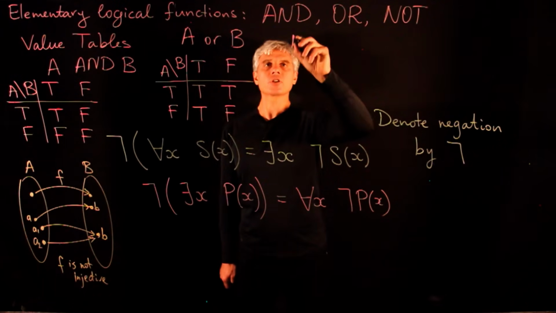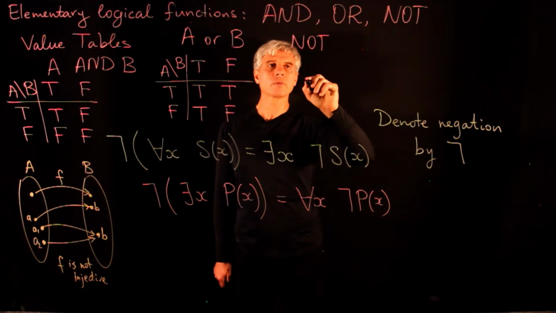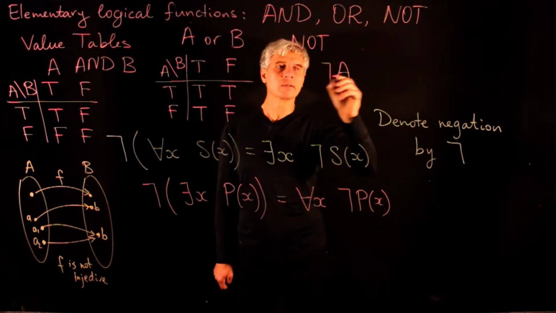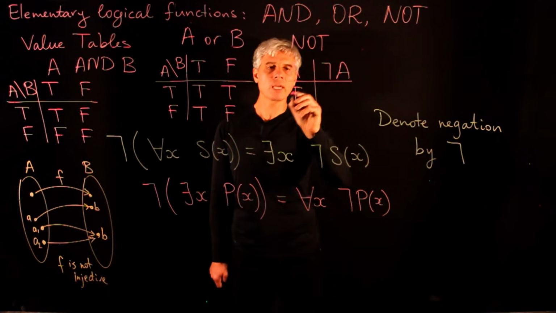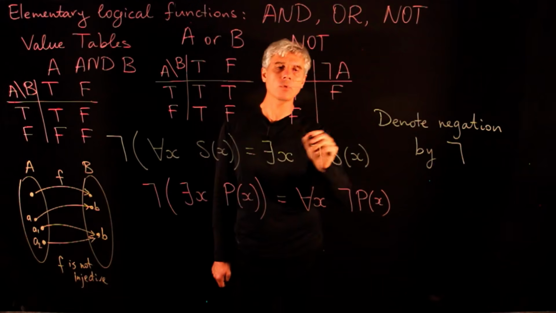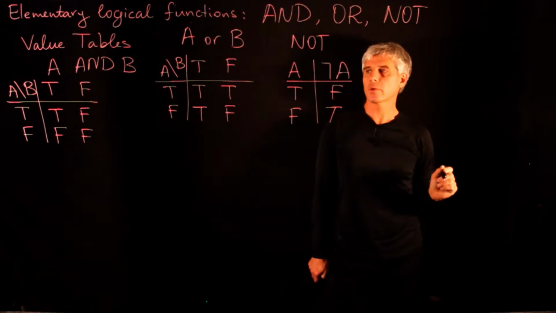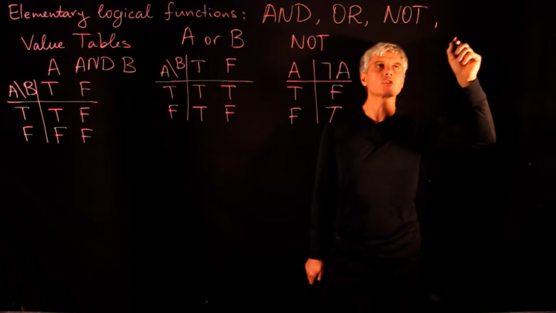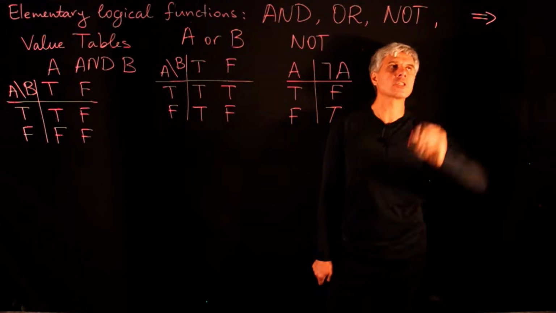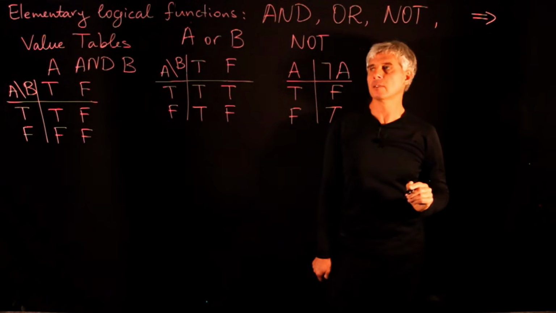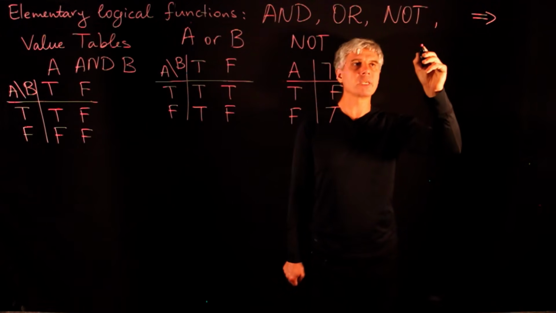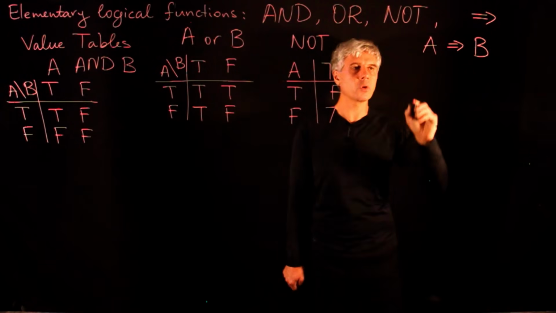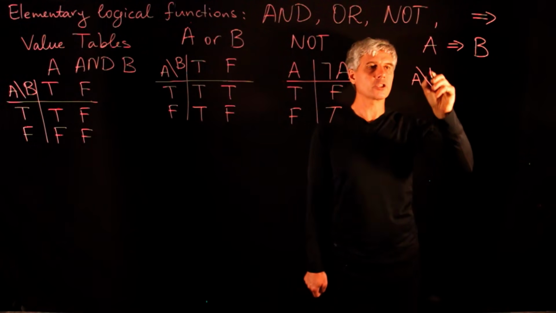And clearly for the function not, if we have A and not A, then if A is true, then not A is false, and if A is false, then not A is true. So there is actually one more function, which may not be considered an elementary logical function, but nonetheless this function is used a lot in mathematics. So this is A implies B. And let us talk about the value table for this function.